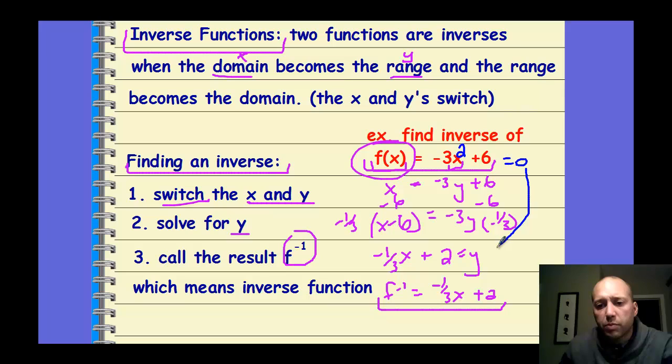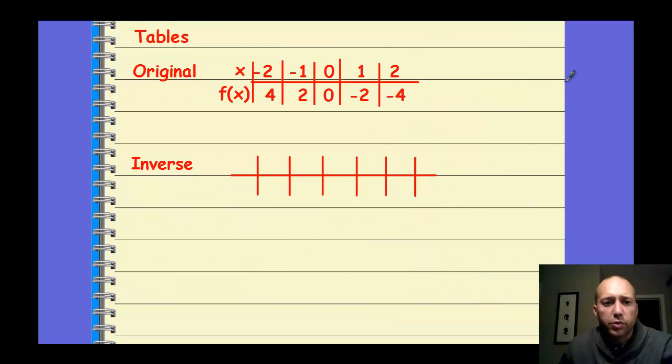So we plug that 0 back into the inverse. 0 times negative 1/3 is 0. 0 plus 2 is 2. So it undoes it. It goes back to where we started. That's the whole point of the inverse function. It undoes what we're doing.